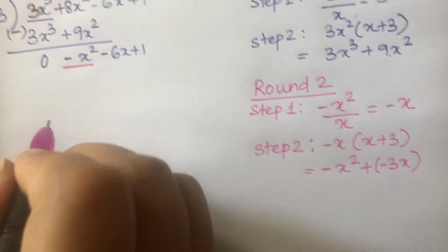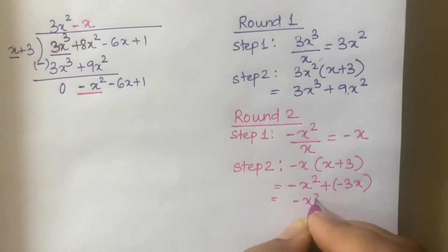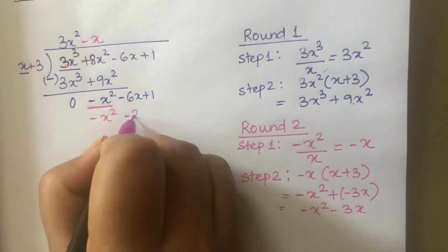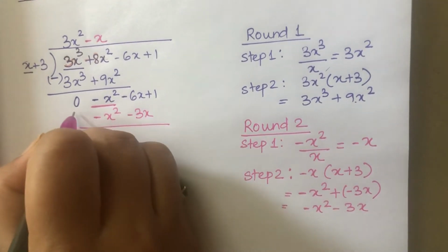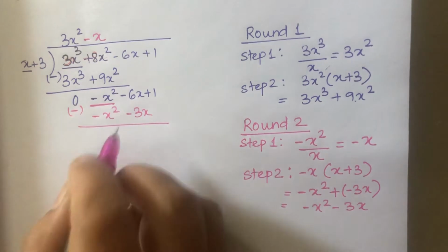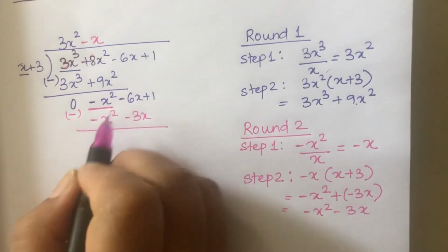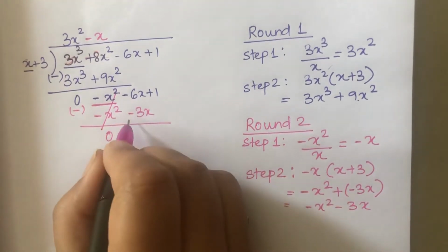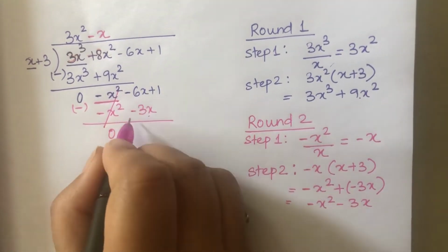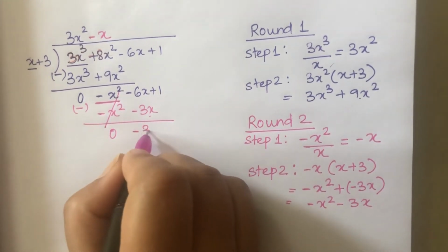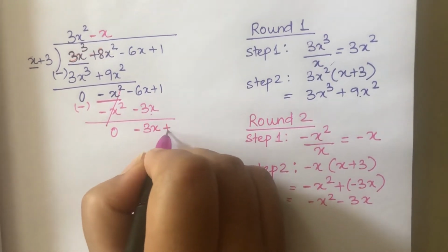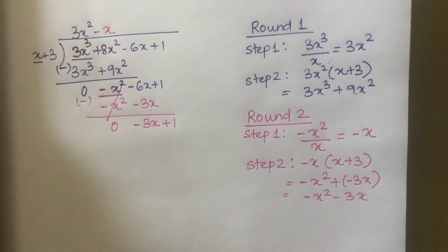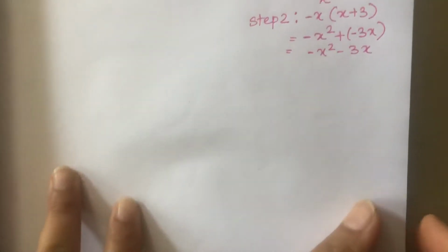So I write it down here. This will basically become minus x squared minus 3x. So I write it down underneath the like terms. I subtract again. So minus x squared minus minus x squared will become 0, and minus 6x minus minus 3x will become minus 6x plus 3x, which is minus 3x. I bring down the remaining terms, and then starts my round 3.